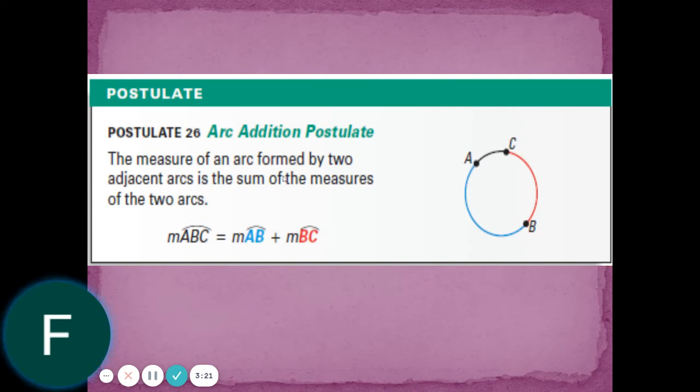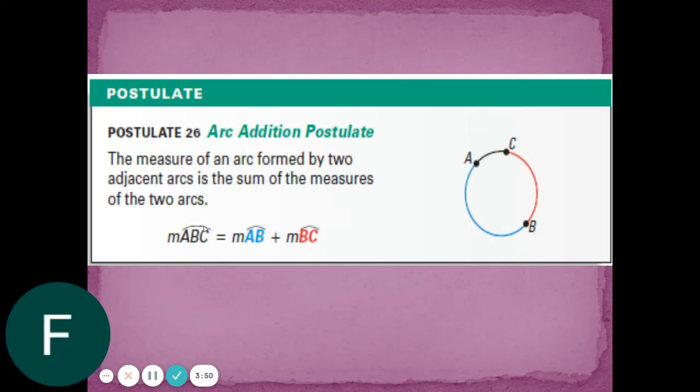Now we talk about what's called the arc addition postulate, the same as the angle addition postulate and segment addition postulate. We're just going to take 2 parts of an arc. So the whole arc here is ABC. From A to B to C, I can cut that in parts. I can take the measure of arc AB and add that to the measure of arc BC, and I should get the entire arc if I put them together.